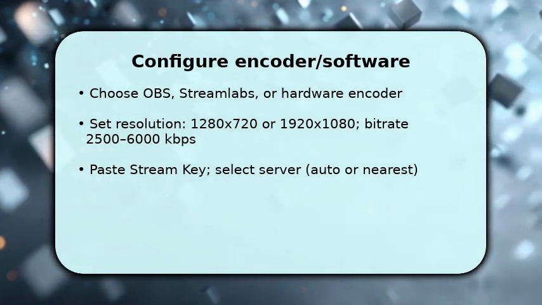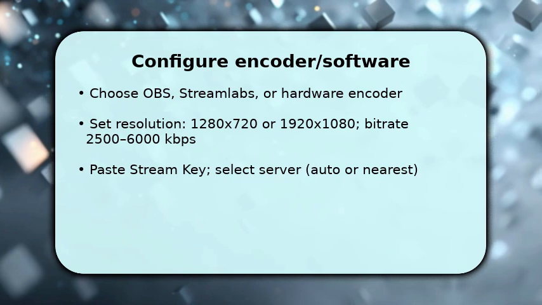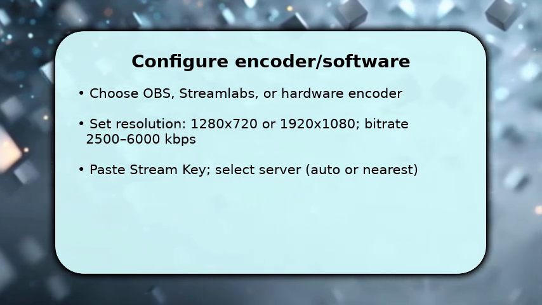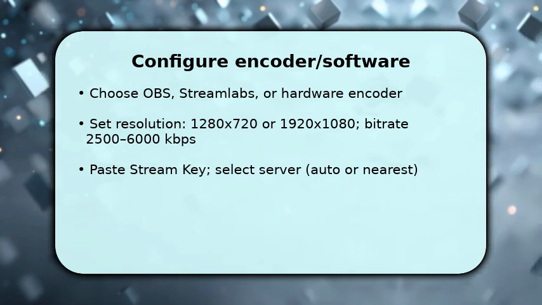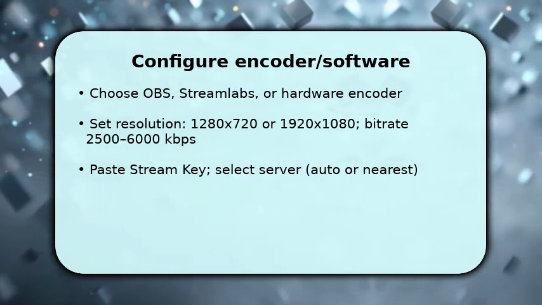Encoder to X264 or hardware, bitrate based on upload speed. Test with 2500 6000 kbps for HD. Set video resolution and FPS to match.